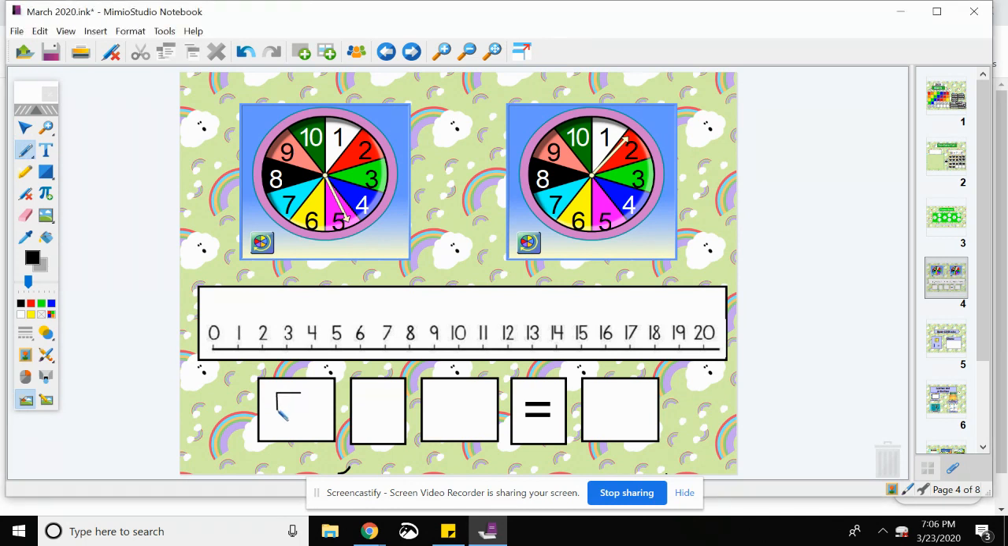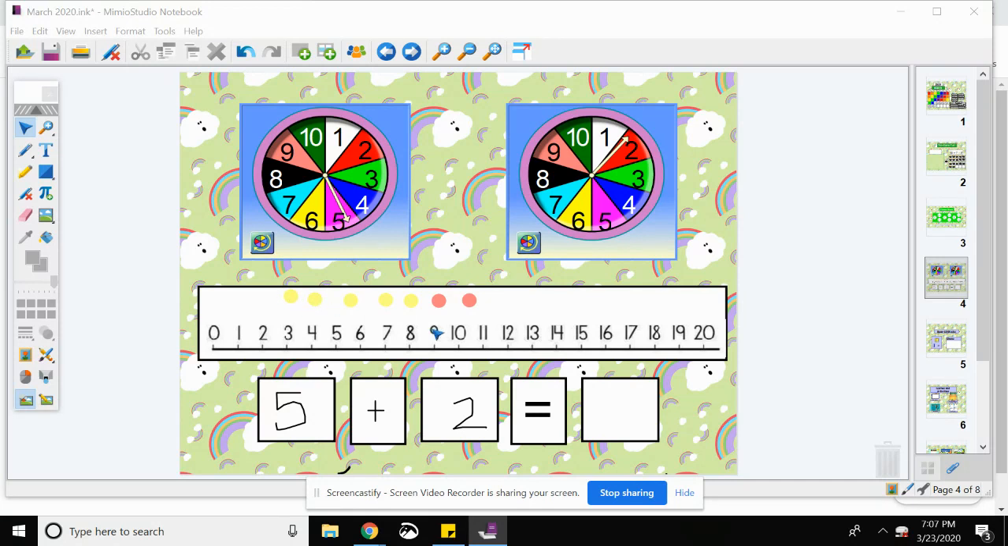5 plus 2. There's my plus sign. Remember, my plus sign has 2 lines. My minus sign has 1. 5 plus 2. And I'm going to use my drawing again. So I'm going to use 5 circles first. And then I'm going to add 2 more circles. Now I'm going to count them out.